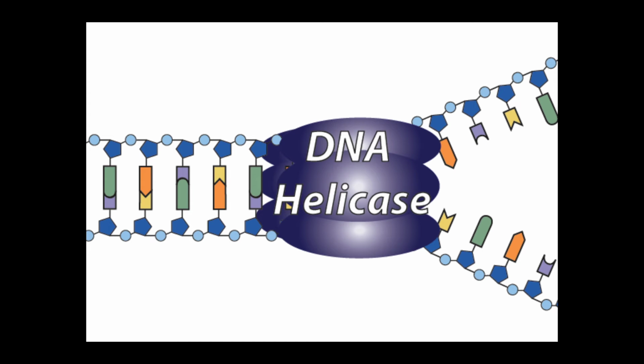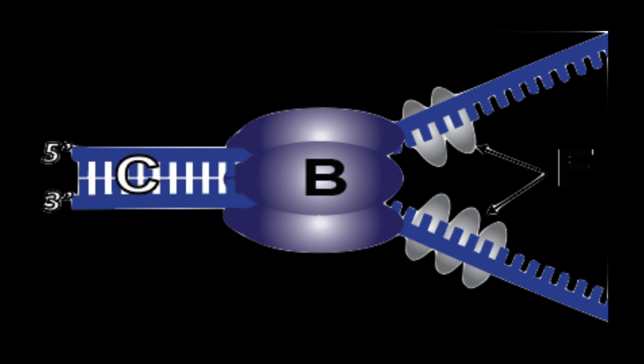Then we proceed to the second step, which is the unwinding. The initial break or nick provides access for helicase to further unwind and separate the DNA double helix by breaking the hydrogen bonds between each base pair. Unwinding moves together with the replication fork. Helicase moves toward the replication fork, exposing single-stranded DNA.